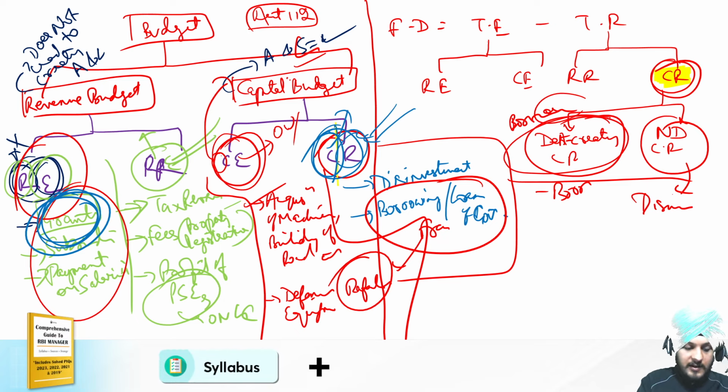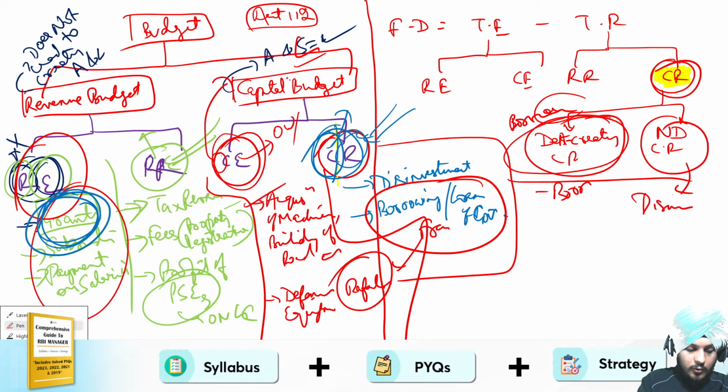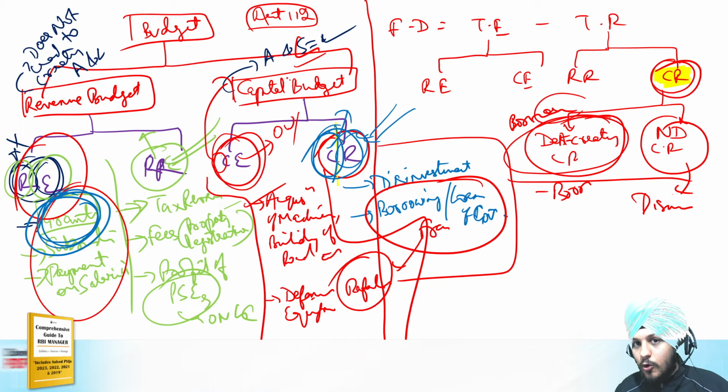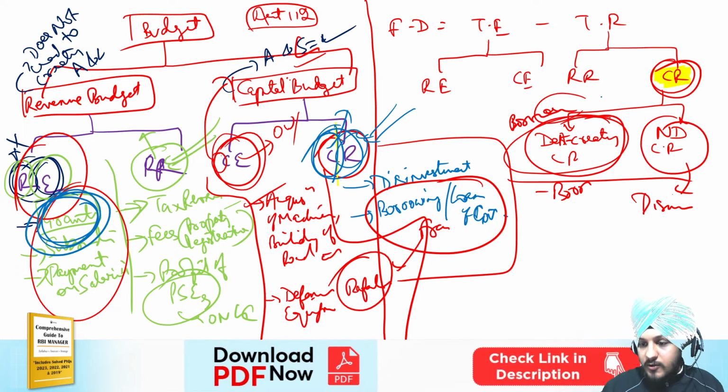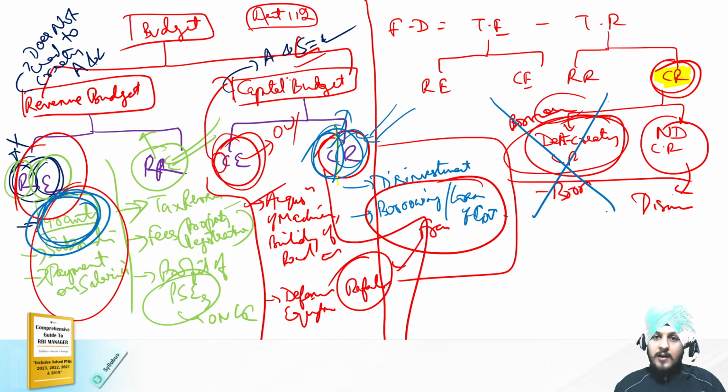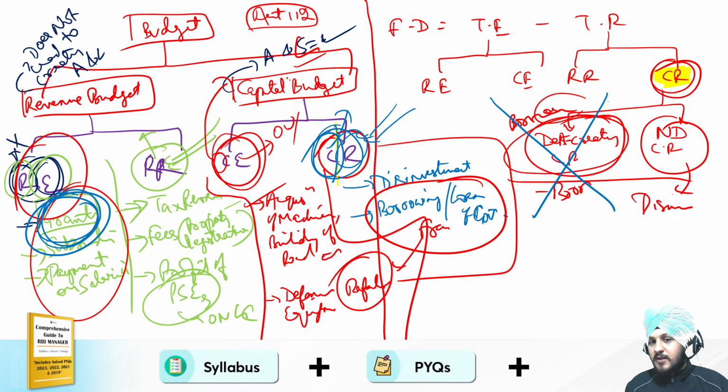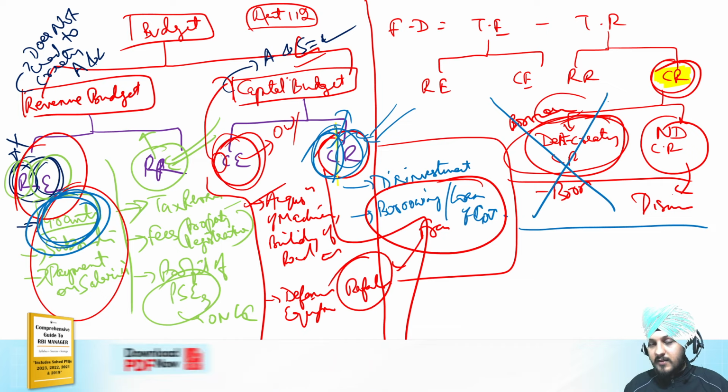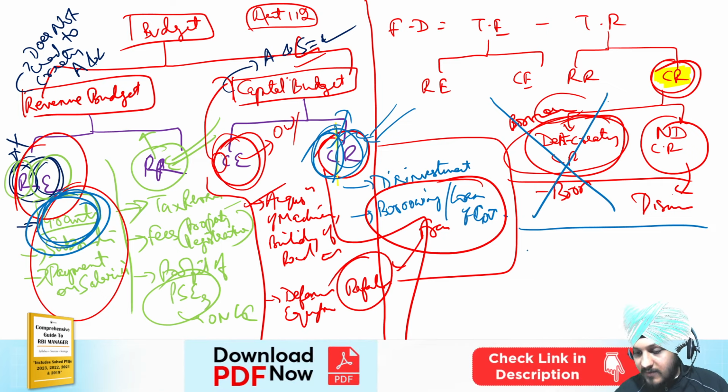Now the idea behind the fiscal deficit is that when we talk about the fiscal deficit, we do not consider borrowings or the debt creating capital receipts as a part of fiscal deficit. Now why is it so? Let's talk in numbers so that it becomes easier for you to understand.